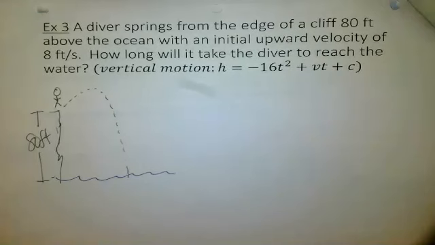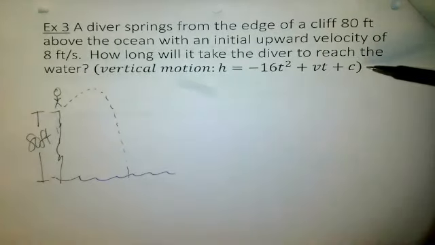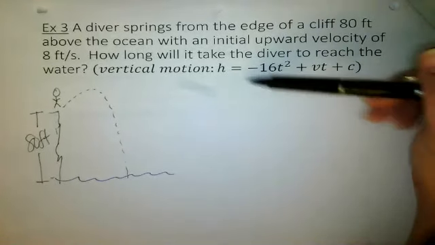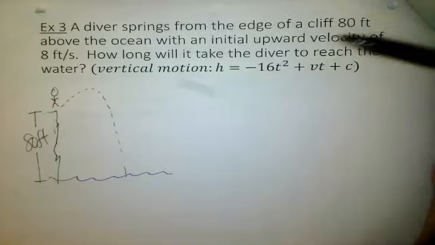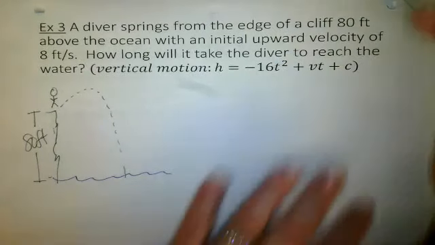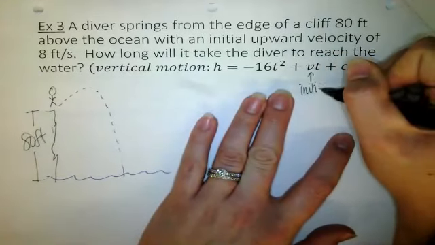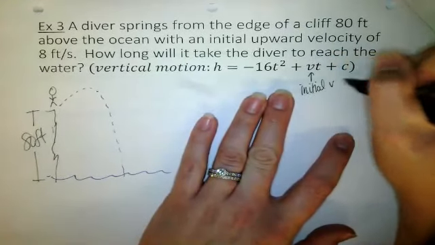Okay. So we want to use the vertical motion physics equation. That's what this is. Negative 16t squared, where negative 16 feet per second squared is acceleration due to gravity. Just in case you've never seen this before, that's okay. I'm going to tell you what everything means. V is the initial velocity.